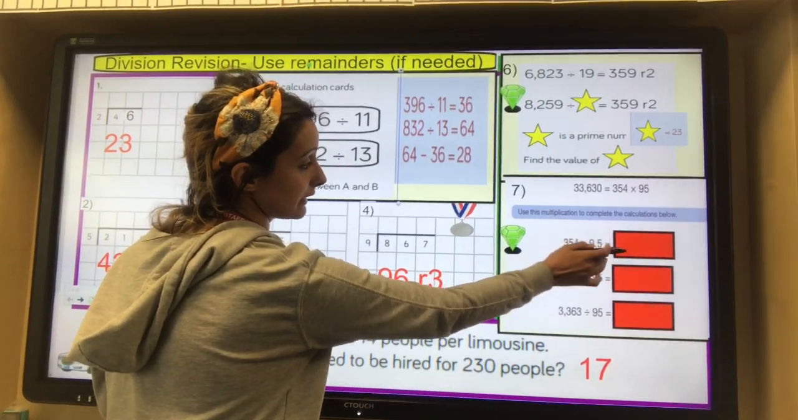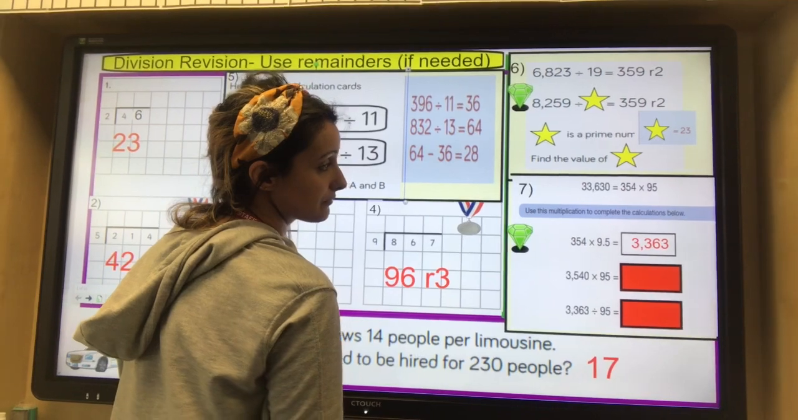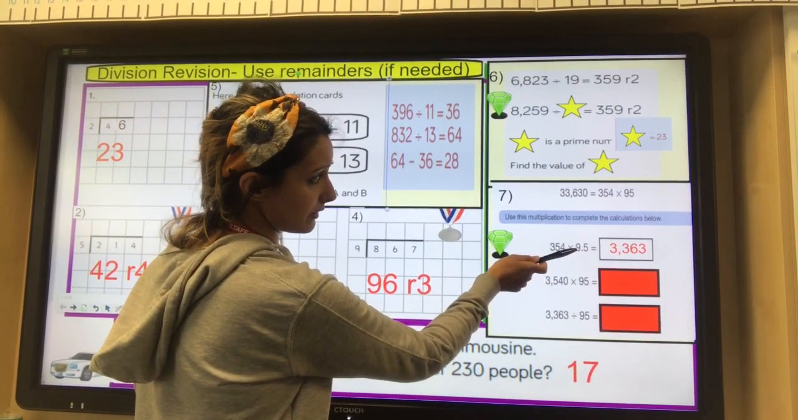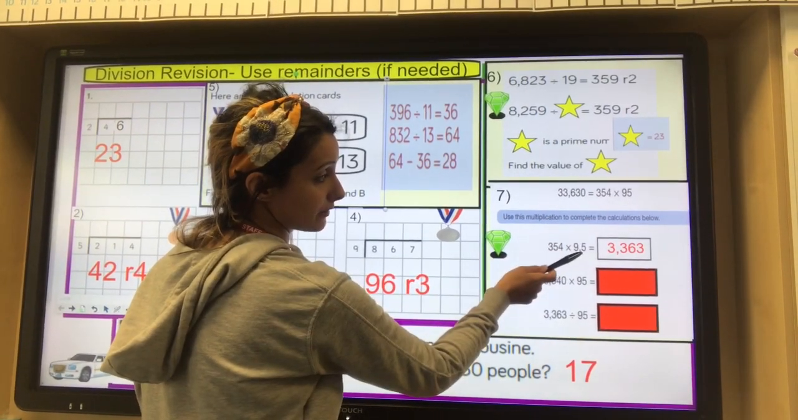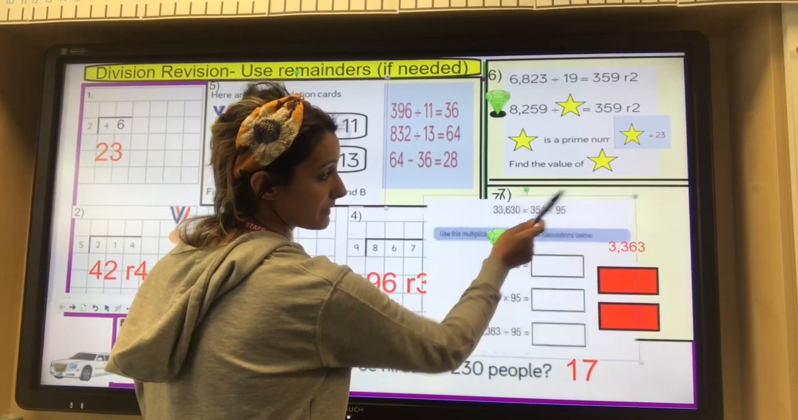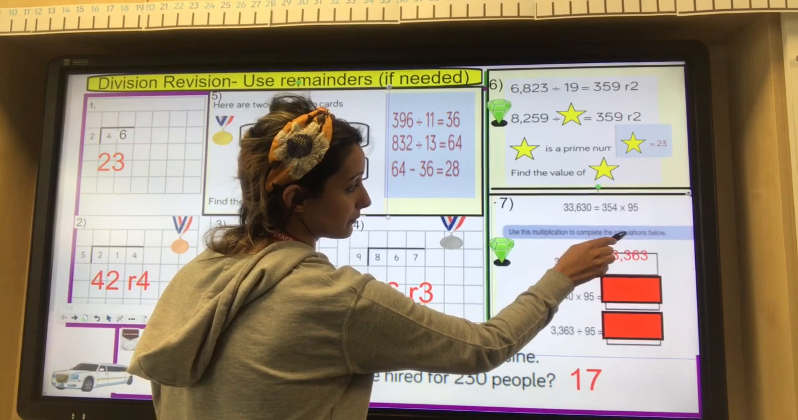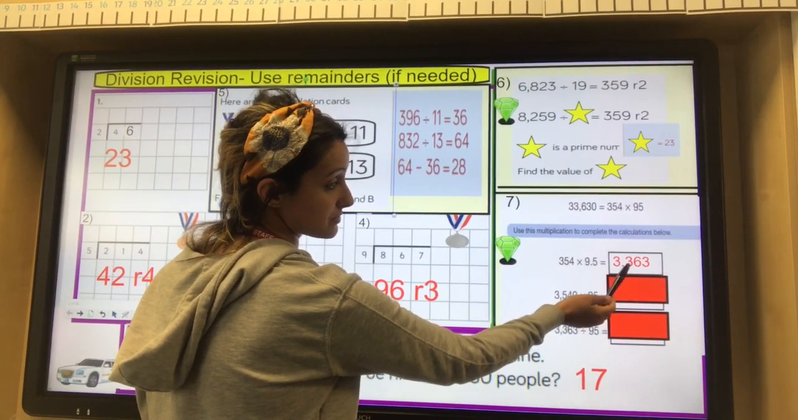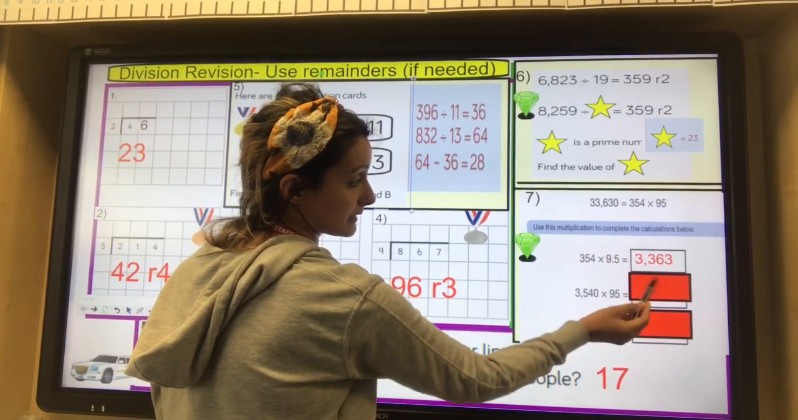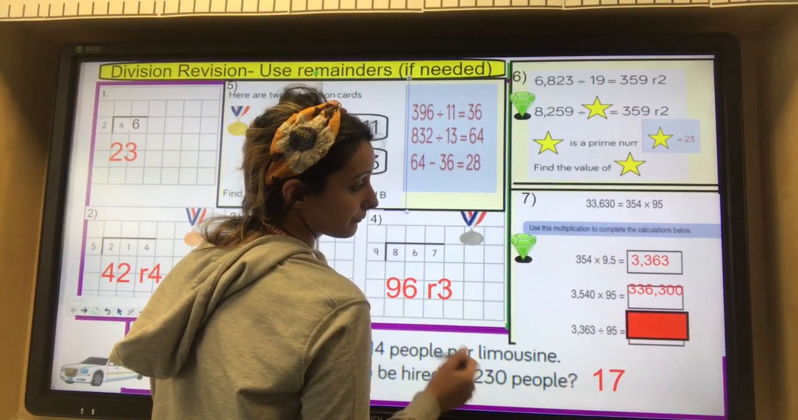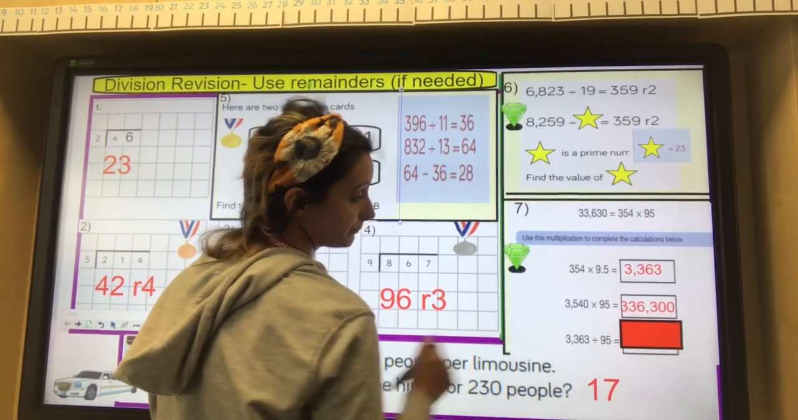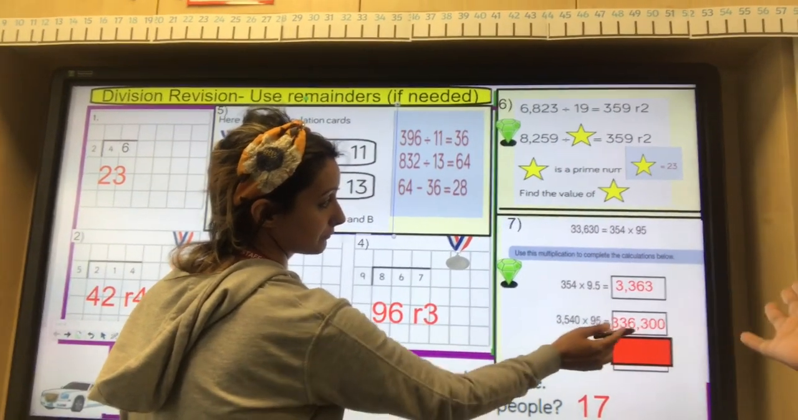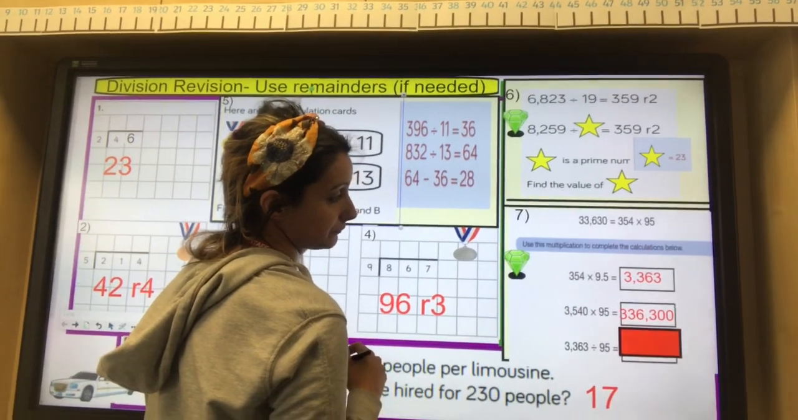And the last part's here. Using this part, you can calculate here. Okay, so you had 3,363. And you'll notice here, because 95 is divided by 10 to get 9.5, then you divide your answer by 10, as it becomes 10 times smaller. So your answer, 33,630, then becomes 3,363 because you divided this number by 10. Okay. This one here, you multiply it by 10 because the 354 has been multiplied by 10 and the 95 has remained the same. So the answer has to be multiplied by 10.